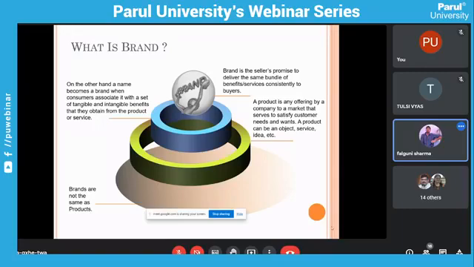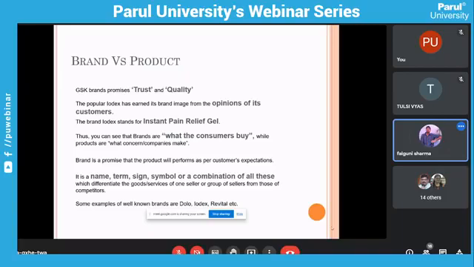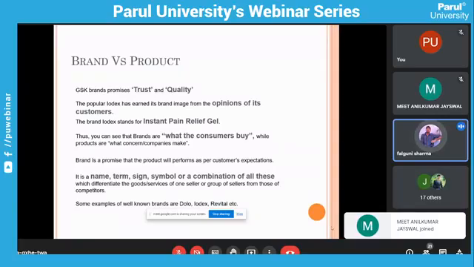If you talk about brand versus product, take GSK brands. You know the company GSK very well, and it automatically promises trust and quality. Similarly, you know the brand name Iodex. It earned its image from the opinion of its customers only. It stands for instant pain relief. That is the positioning, which is developed by the customers through their usage. So instant pain relief automatically comes to mind.